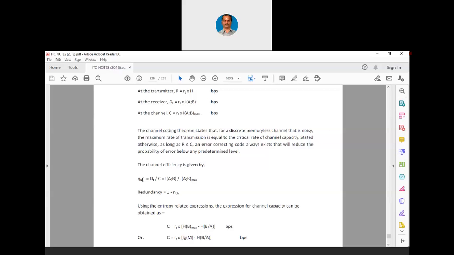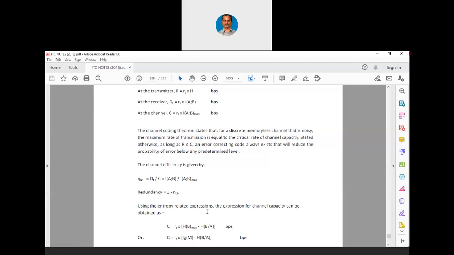So eta, channel efficiency, is nothing but mutual information divided by the maximum mutual information. How to find the maximum mutual information? We already have that expression, lg of m to the base 2. So redundancy is 1 minus channel efficiency. If 90% is the efficiency of the channel, redundancy is now 10%, or 1 minus 0.9 is 0.1, that is 10%.